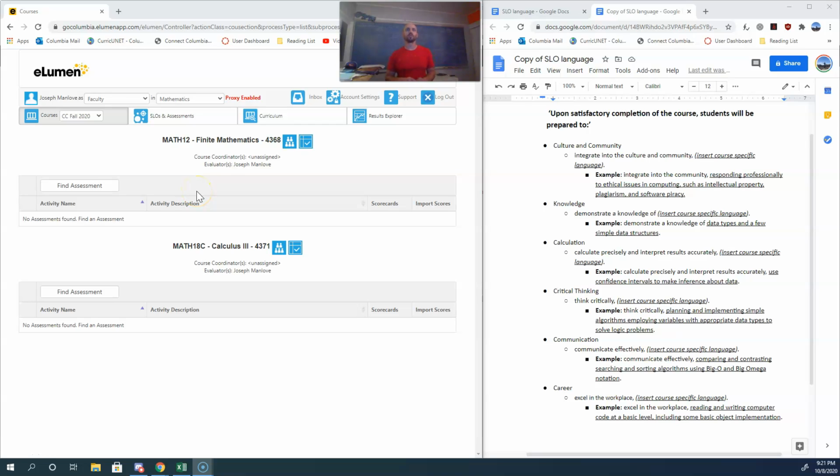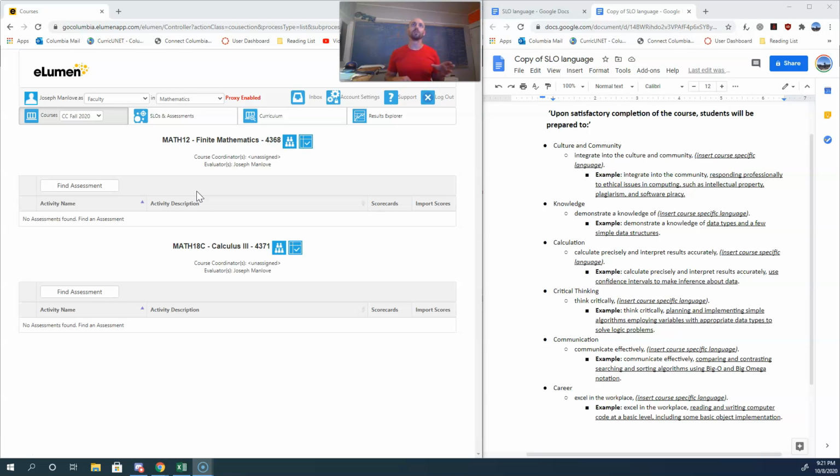Okay, so let's quickly talk through how we would revise a course's student learning outcomes to more closely mirror our new institutional learning outcomes. First things first, I have eLumen open on the left tab, and I have our CSLO language document open on the right tab. The CSLO language document just gives me a starting point.